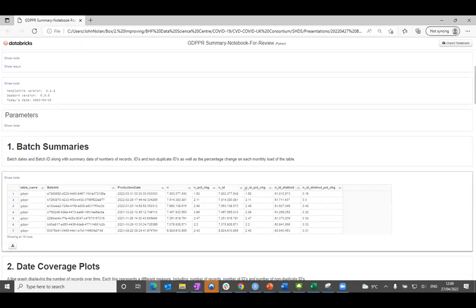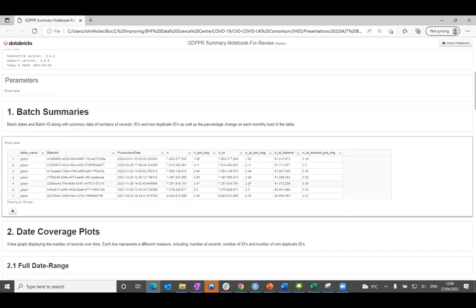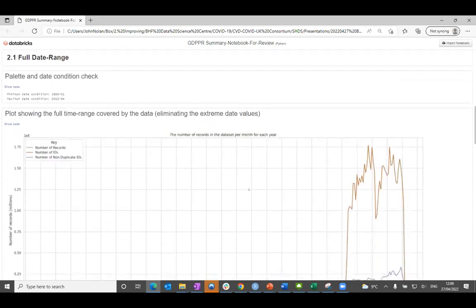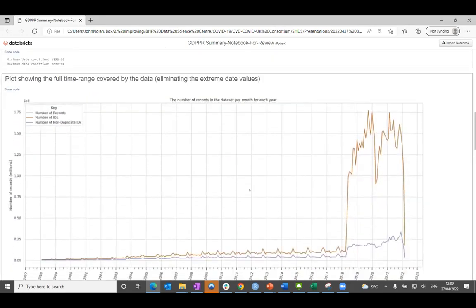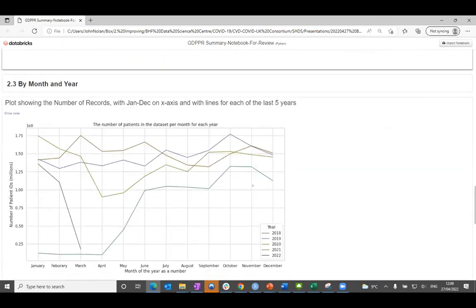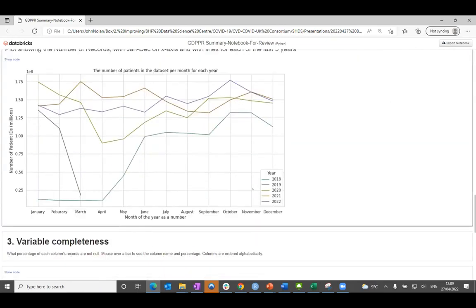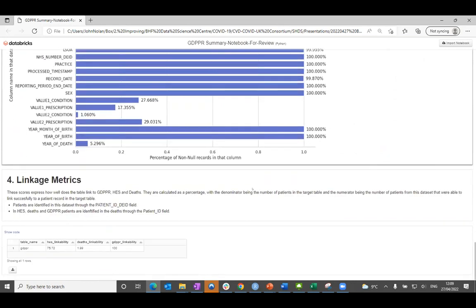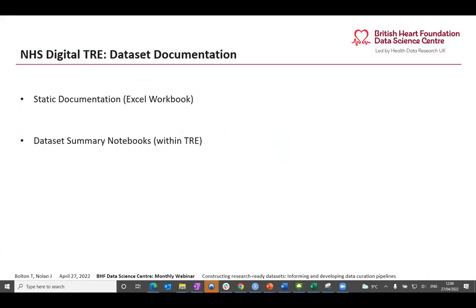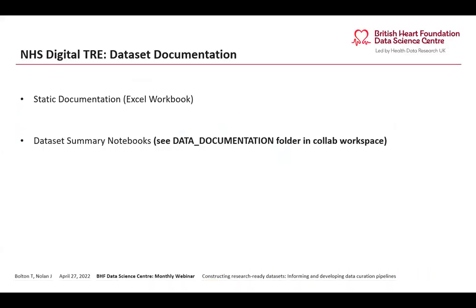The notebooks contain batch summaries where you can find record and patient counts and see how these have changed in the latest updates. Also plots showing the data coverage to help with project scoping, and also plots which help with identifying censor dates for each data set. Finally, variable completeness plots, and again, the linkage metrics to other key data sets. In the data documentation folder now, there are notebooks for GDPPR, HES APC, and DSS, and the Data Wrangler team will be rolling out these summary notebooks for all data sets in the coming days and weeks.